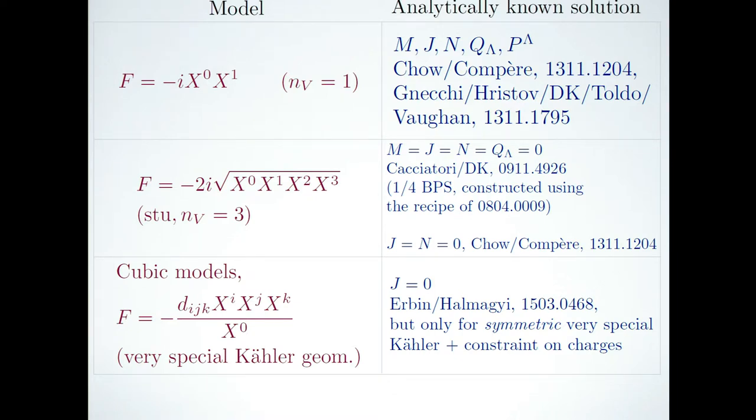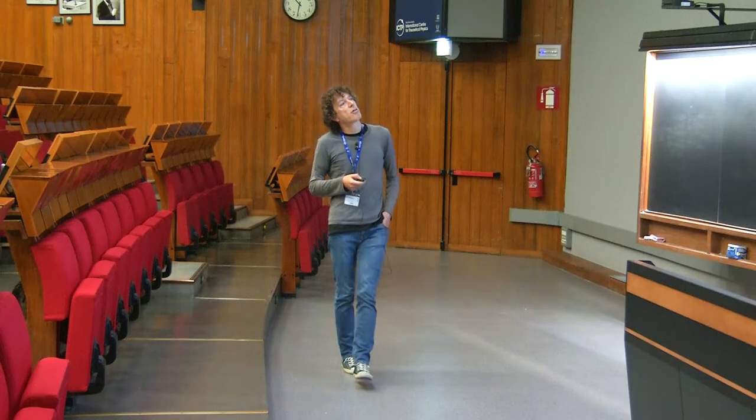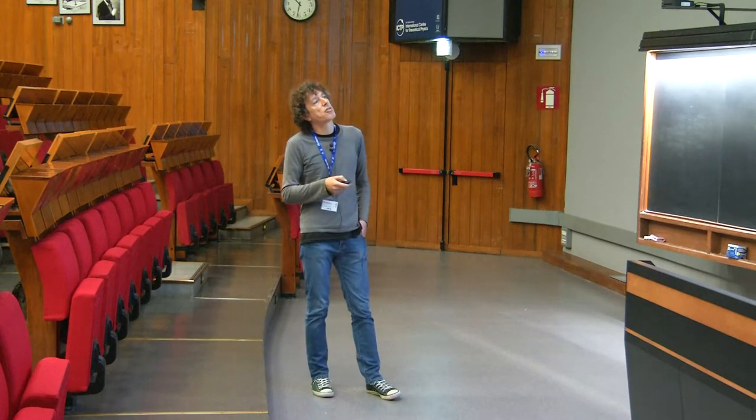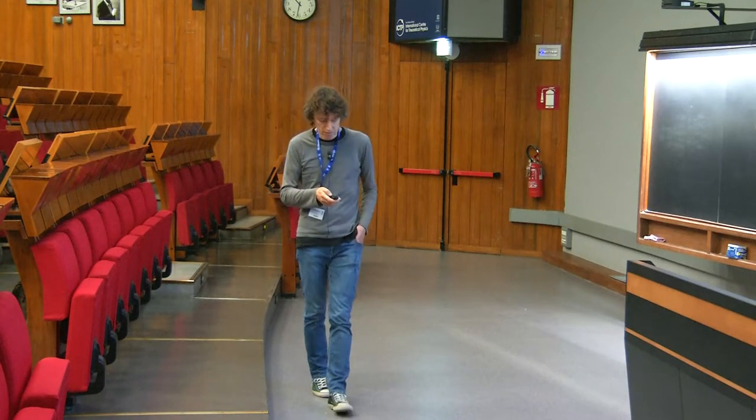Then you have the cubic models. They define what is called a very special Kähler geometry. And here you have almost the most general solution, but only for zero angular momentum, which is in this paper here by Erbin and Halmagyi. But they have a constraint, so they have the solution only if the very special Kähler manifold is symmetric, and then in addition there's a constraint on the charges of the black holes.